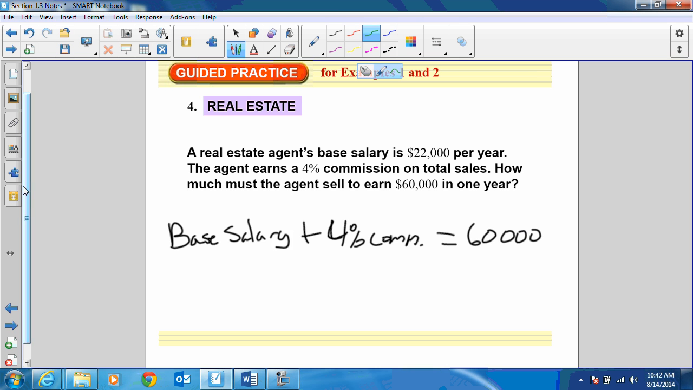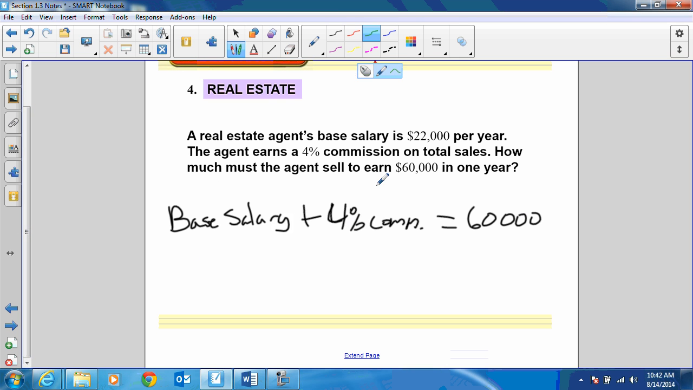Because that's how much he wants to earn. So the base salary is $22,000 plus 4%, which has a decimal. Don't write 0.4, that is 40%. Make sure you write 0.04. A lot of people butcher that and end up getting it wrong. 4% is 0.04 times, we don't know how much he sold, so that's going to be our x, equals $60,000.